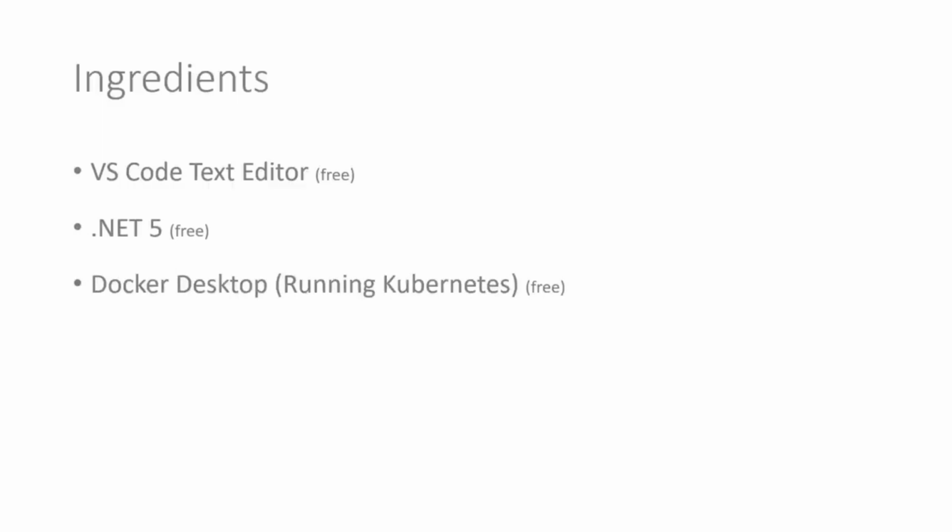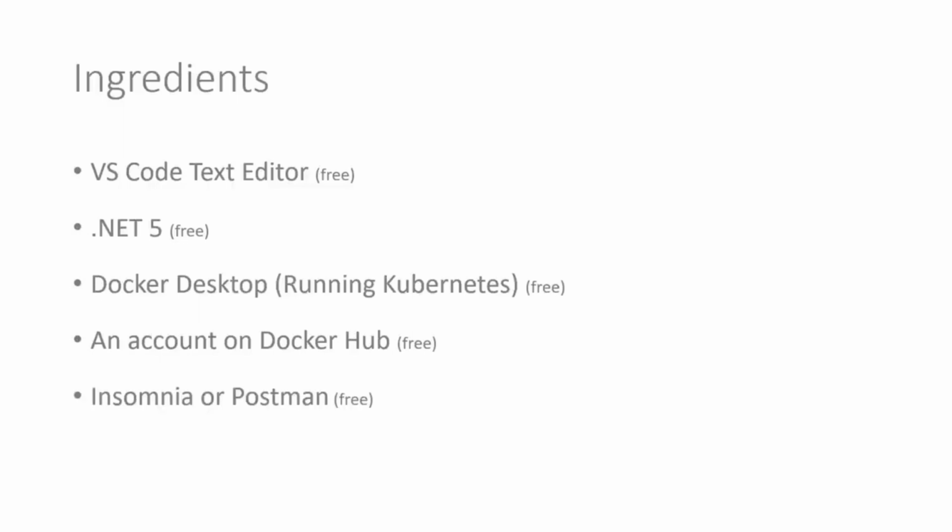You'll need Docker Desktop running Kubernetes, again, which is free. An account on Docker Hub, again, which is free. So when we push images up to Docker Hub, you obviously need to have an account to do that. And you'll need either Insomnia or Postman, which are basically API test clients, which we will be using throughout the course to test our services.